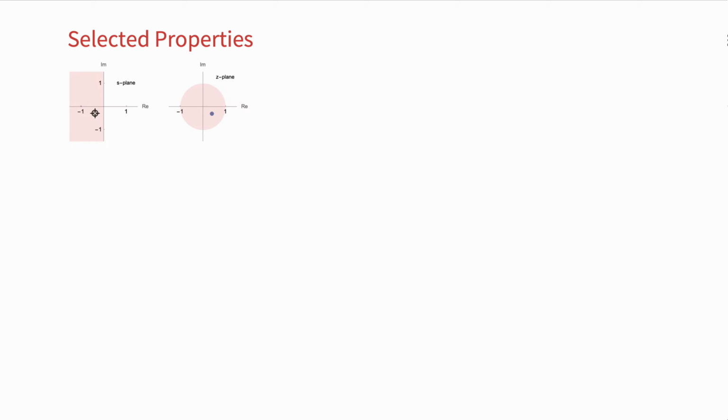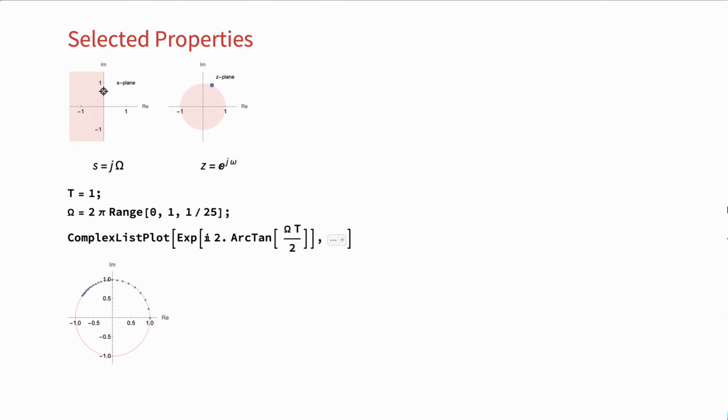Also, the left half S-plane is mapped to the interior of the unit circle on the Z-plane as you see here. This means that stable systems in one domain map into stable systems in the other domain. Again, the imaginary axis s equal to j omega maps to the unit circle e to the power j omega. If we take frequencies uniformly distributed on the imaginary axis in the S-plane, the plot here shows how they are mapped onto the unit circle in the Z-plane.